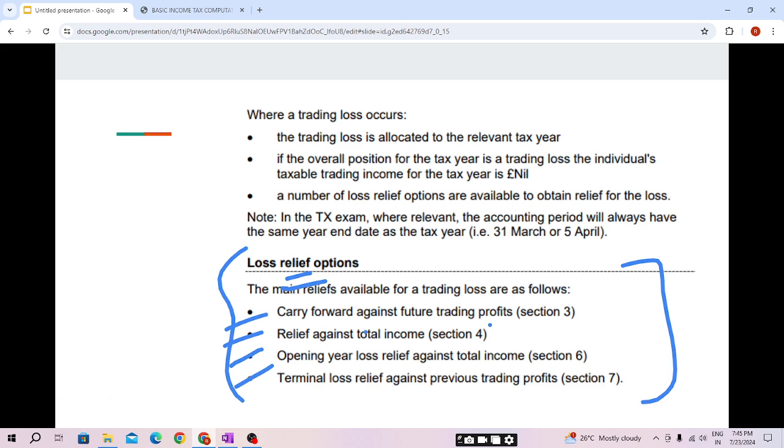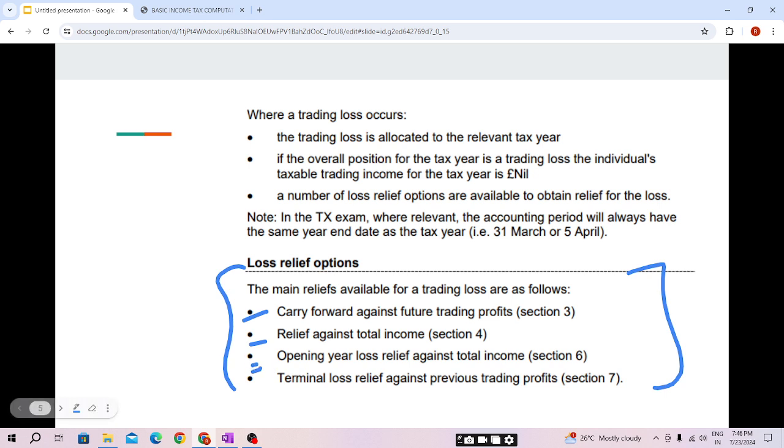Carry forward against future trading profits: we can carry forward the loss against future trading profit. Relief against total income. Opening year loss relief against total income. Terminal loss relief against previous trading profits. So these are the 4 types of loss relief which are available for an individual. Carry forward means set off against future income. Relief against total income means if you have any other income in the current year, set it against it.